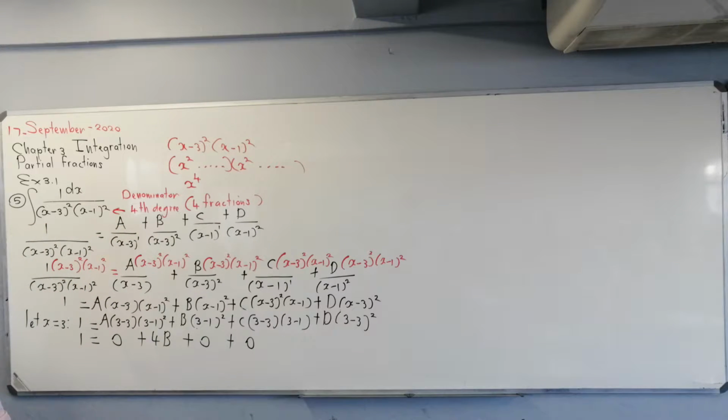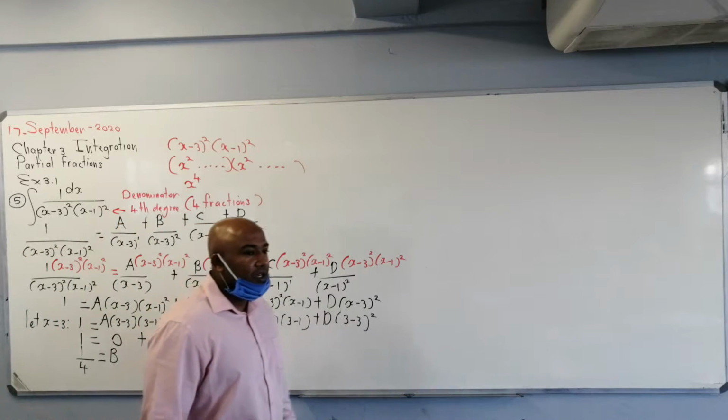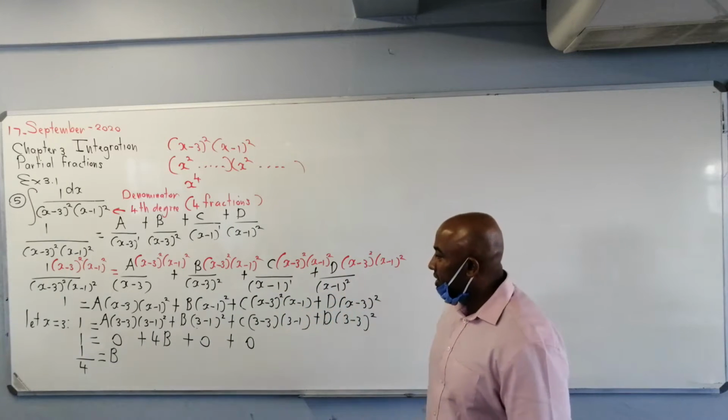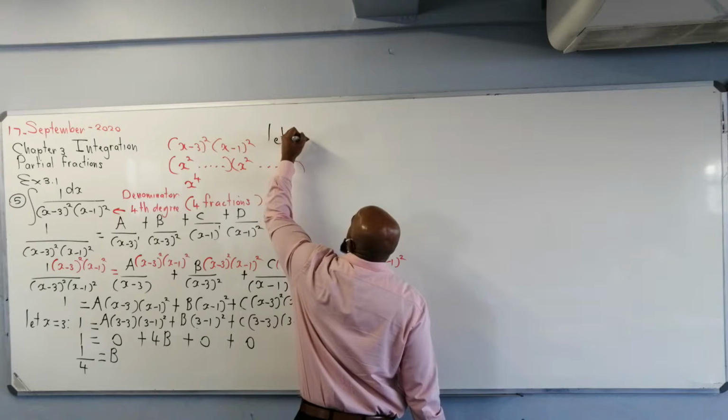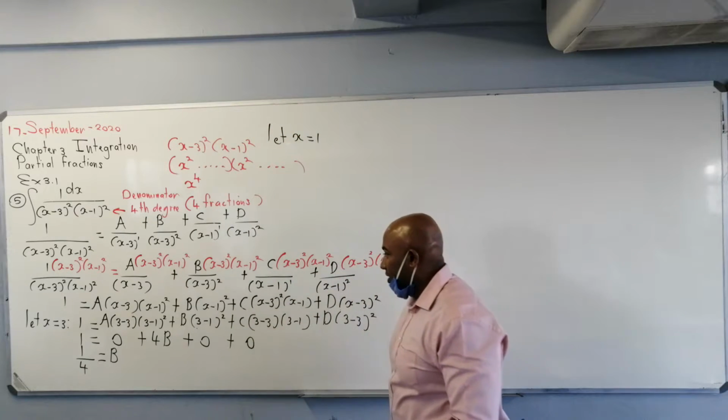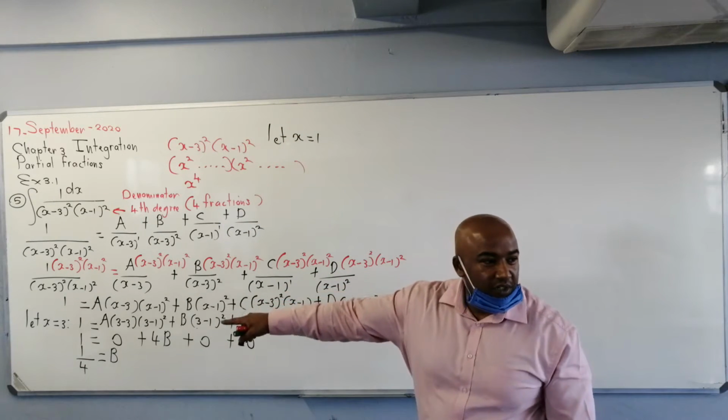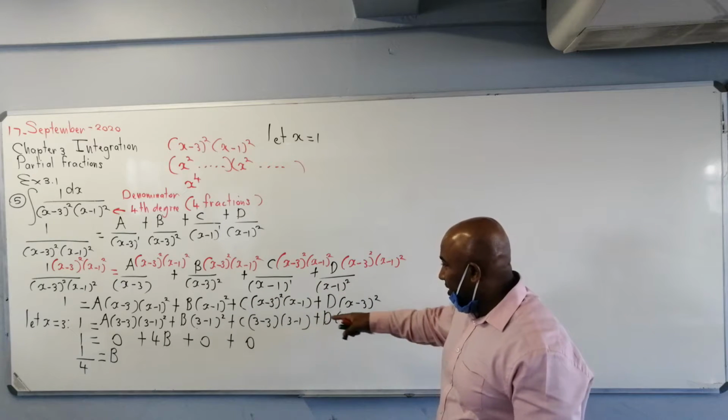So now I have only b to work out. Can you see that? So 1 over 4 is equal to b. So I got that sorted. Okay. Now my next substitution, I can let x equal to 1 because 1 is going to give me a 0 for 3 of those terms.